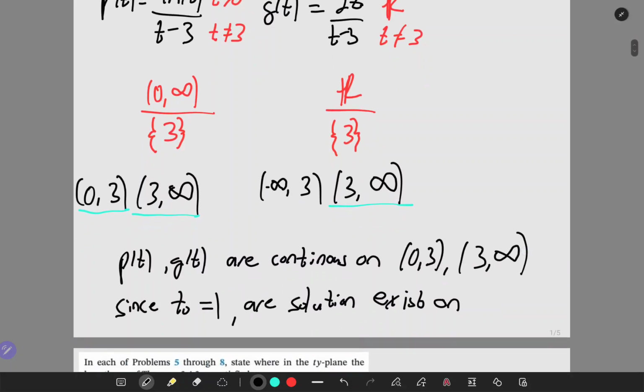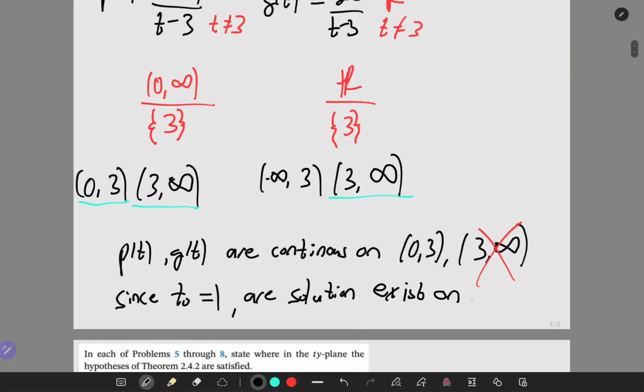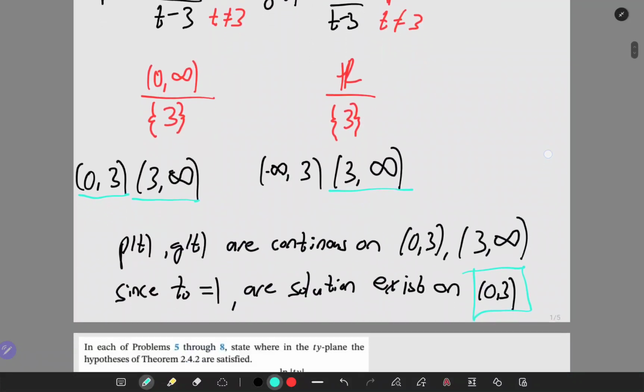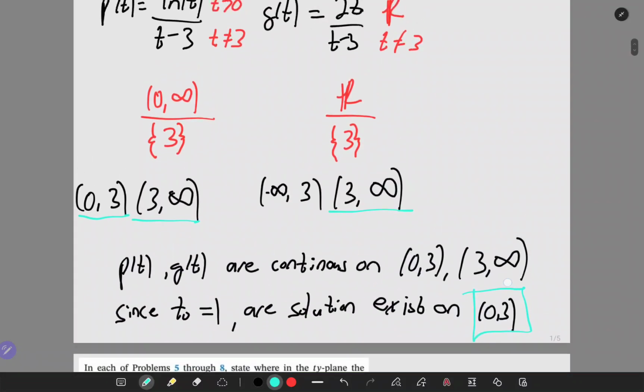So we're going to X out this one, right? So this is our answer right here. 0 to 3. That's our answer for this one. So we found our alpha and beta. Our alpha and beta are 0 and 3.